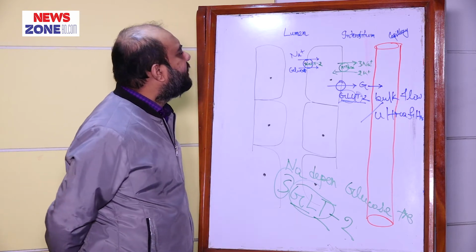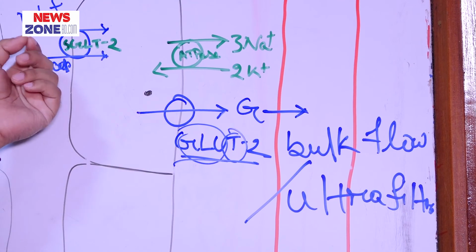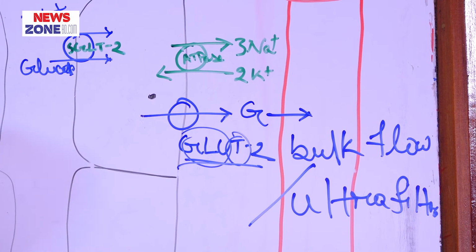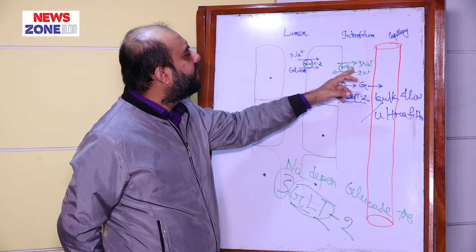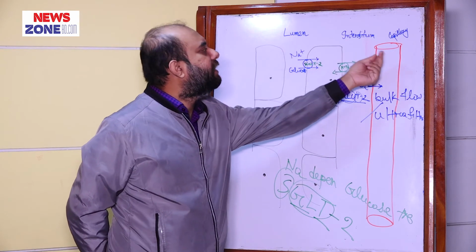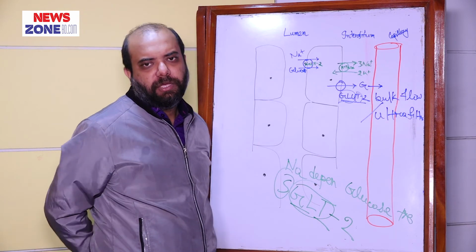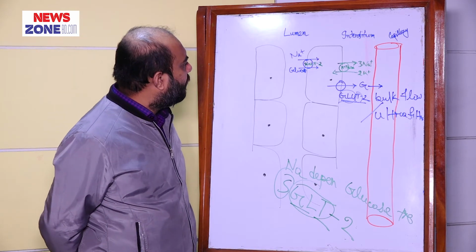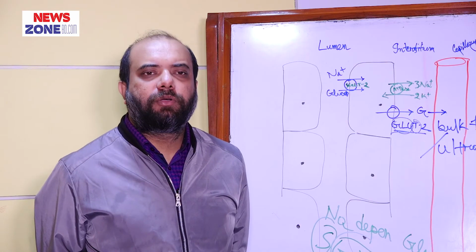And sodium is transported from the lumen into the renal tubular epithelial cells by the sodium glucose cotransport process, and from the renal tubular epithelial cell into the interstitium by the sodium potassium ATPase pump, and from the interstitium into the capillaries by ultrafiltration or bulk flow. And this is all about the glucose and sodium transportation technique in the proximal convoluted tubule.